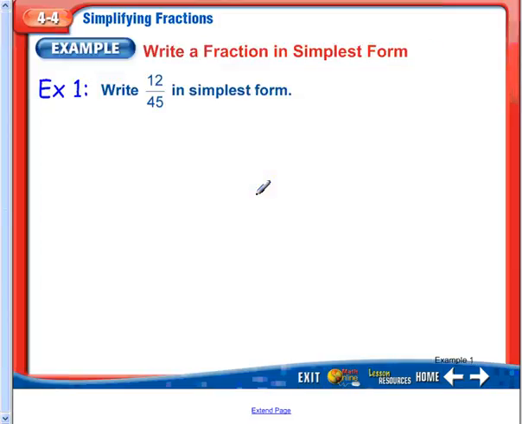In example number 1, write 12/45 in simplest form. In order to get 12/45 into simplest form, we must first figure out what is the greatest common factor of 12 and 45. So we need to find a number that can divide into both of those numbers. To do this, I will use the L method that we used yesterday in finding greatest common factors to determine what is my greatest common factor.